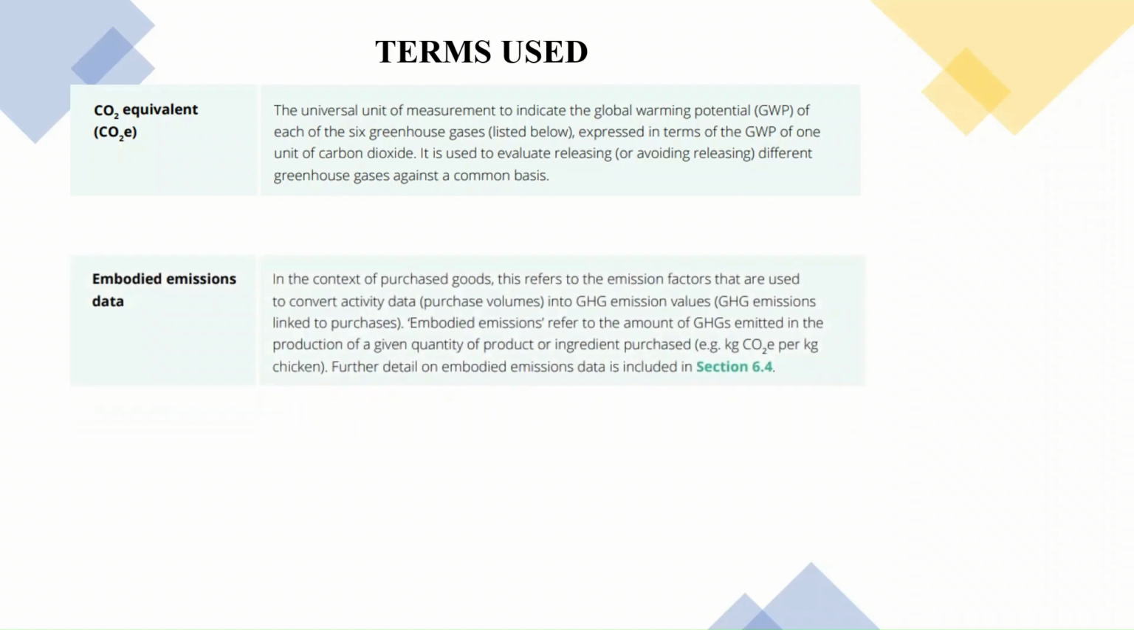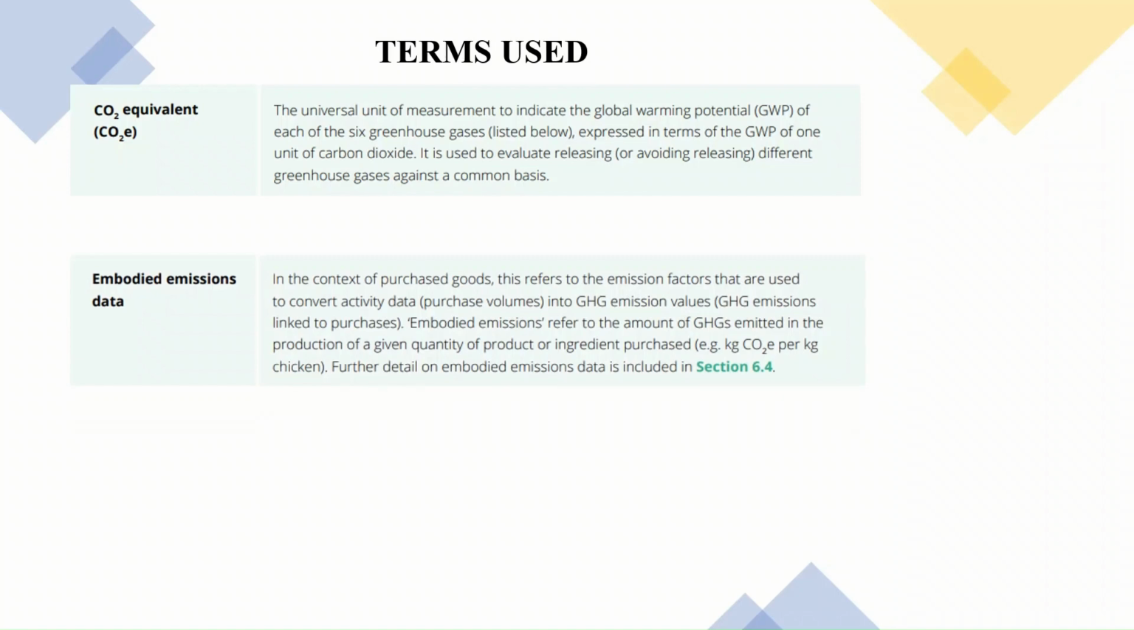The other term is embodied emissions data. In the context of purchased goods, this term basically refers to converting activity data into GHG emissions. So for example, I have 100 kilowatt hours of electricity, but what does that 100 kilowatt hours mean and how am I going to read that value? I will have some kind of impact factor, and then I will multiply that factor by the activity data. And then I will get the embodied emissions of that particular unit.